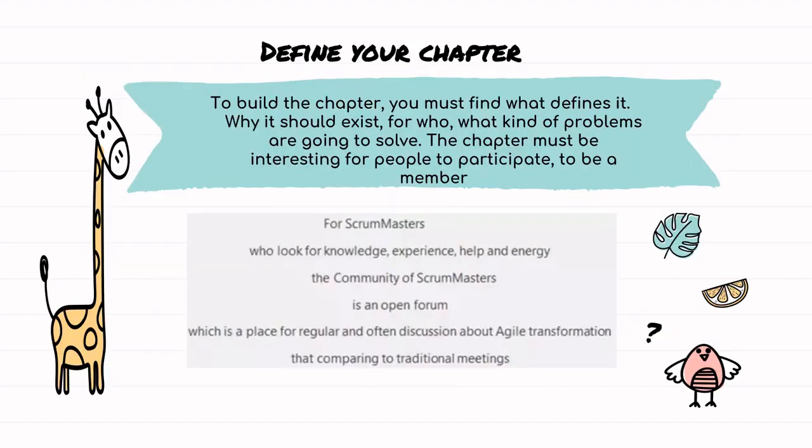Okay, so define your chapter. Every chapter has some particular problem statement, like what exactly they are going to do. To build a chapter, you must first find out what defines it, why it should exist, for whom, and what kind of problems you are going to solve. That chapter must be interesting for people to participate and be a member. So first of all, let's say for example, a Scrum Master chapter, you should mention your vision, what exactly this chapter is going to do.